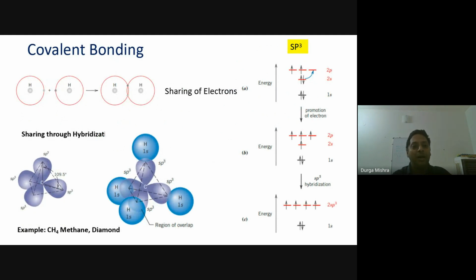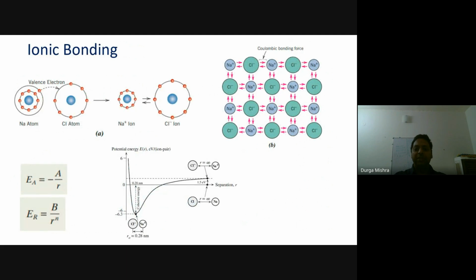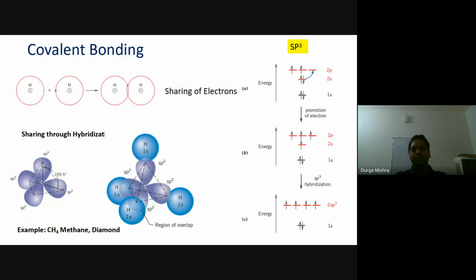The next type of bonding is covalent bonding, which is basically all about sharing of electrons. The electron does not necessarily have to be exchanged, it can be shared, and that also leads to a kind of bonding which we call covalent bonding. Remember, the ionic bond is directional in nature, and covalent bonding can be in any direction.